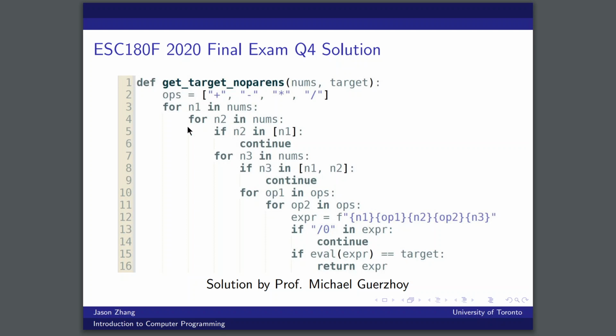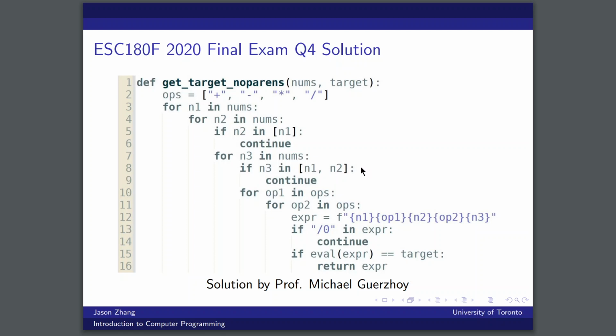However, it's important to note that when we're looping through the numbers n1, n2, and n3, we need to check that they're not the same. So, for example, this if condition in line 5, we need to check that n2 is not equal to n1, because if it is, then we've used the same number twice, and that's no good. We should only use each number once. And likewise, in line 8, we're checking if n3 is equal to n1 or n2. And if it is, we should also skip that case because we need to make sure each number is only used once.